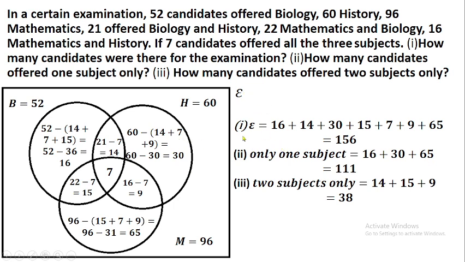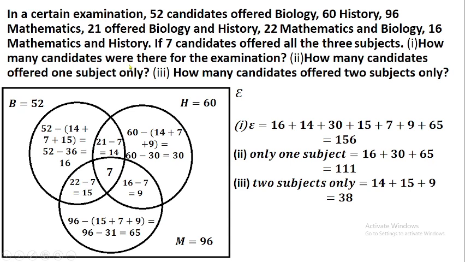So how do we get that? That will be addition of every space you have in the three sets, this plus this place plus this place plus this plus this plus this plus this. So we have 16 plus 14 plus 30 plus 15 plus 7 plus 9 plus 65. If you add them together, that will give us 156. So that means we have 156 students that took part in the examination, and that's what they have to find.